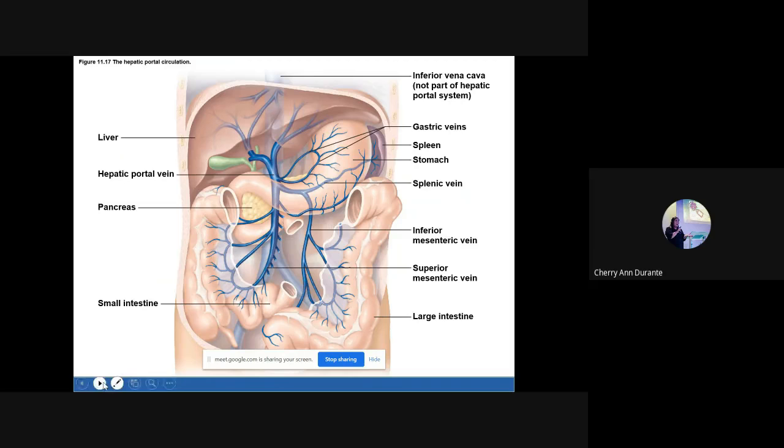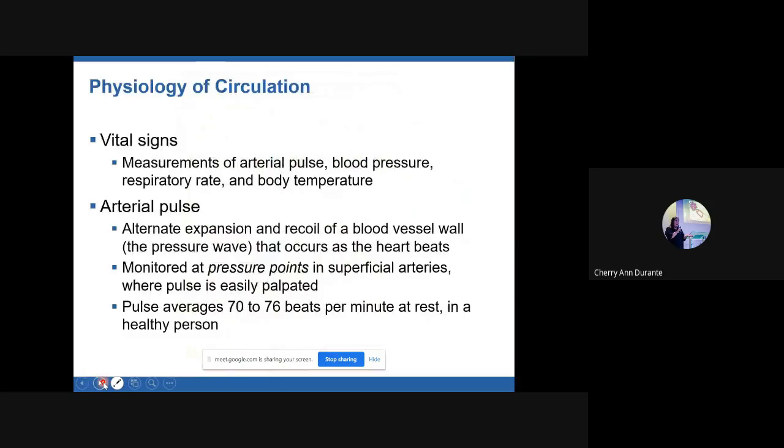Okay, yes, vital signs. Now, in the physiology of circulation, as healthcare providers, one of the things that we have to figure out is the vital signs. And that's exactly why we study this, because we want to understand the anatomy behind the physiology. So you have your pulses, as I've told you. So the normal pulse is about the range of 60 to 100 beats per minute, less than 60 bradycardia, greater than 100 is your tachycardia.